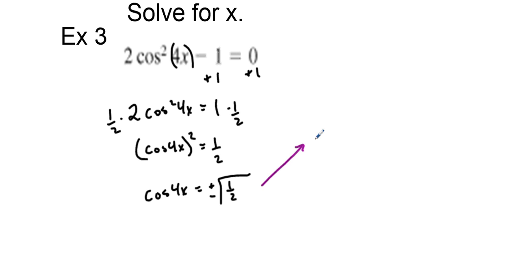On the right side, we're going to have cosine of 4x, and I'll make this the positive one, so the square root of 1/2. And on this other side, we're going to have cosine of 4x equals the negative square root of 1/2. So we have those 2 different solutions that we need to solve for now.